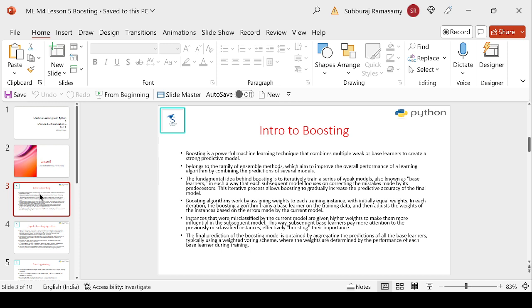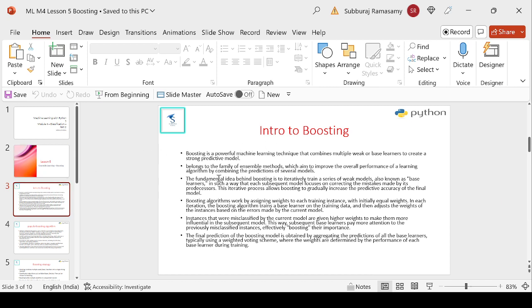So boosting is a powerful machine learning technique like bootstrap. Bootstrap is a good technique. It combines multiple weak or base learners to create a strong predictive model. See, we know that when you try to model data for classification, some of the training examples may be weak. We have to convert them into strong training examples. That's what boosting is.